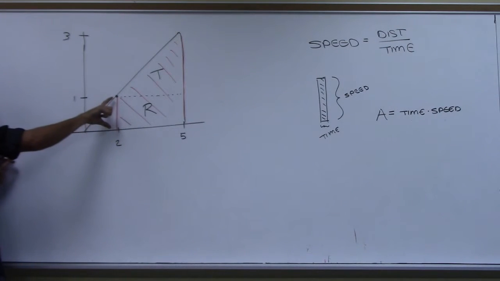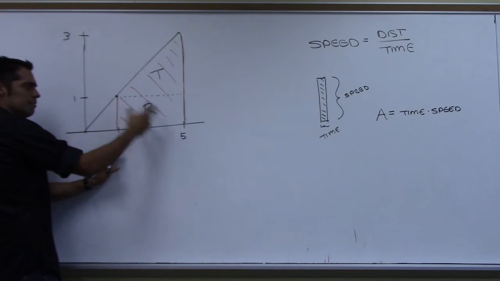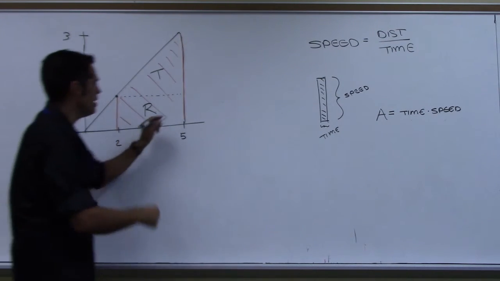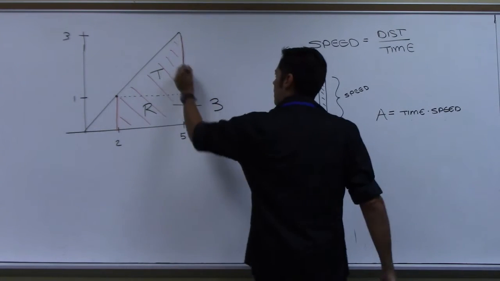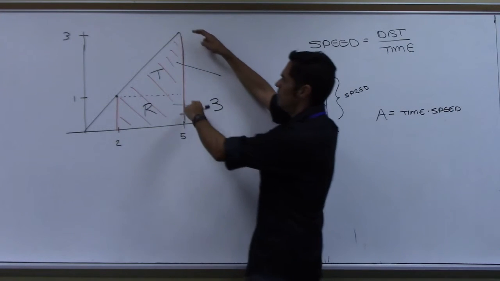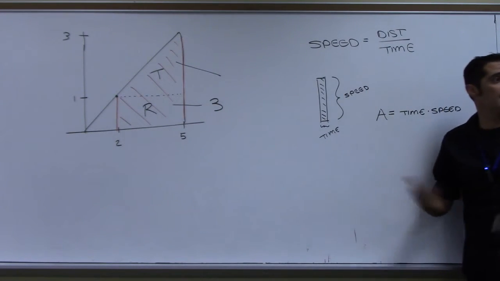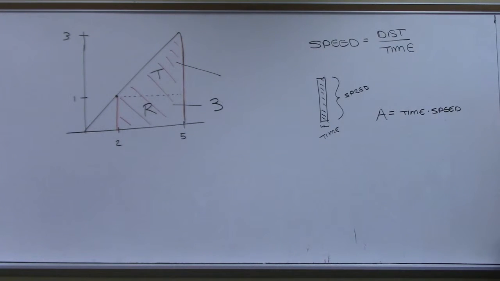So how tall is it? How wide is it? 3. 1 times 3, right? So this would be 3. And then what would the area of this one be? So how tall is it? 2. How wide is it? 3. So 2 times 3 is 6, but then half, right? Because triangle's half. So that's also 3.